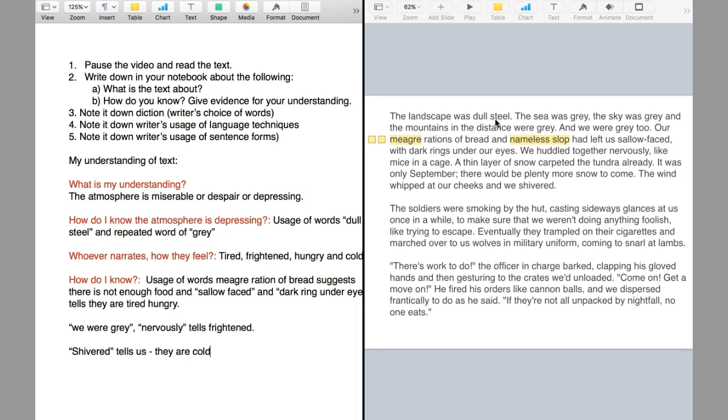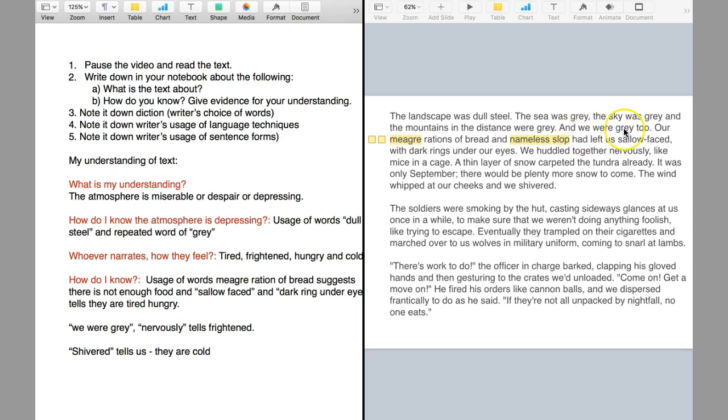This emotion or this feeling is reinforced when the author used the sea was grey, the sky was grey, the mountains in the distance were grey, and we were grey too. Grey is generally associated with miserable, depression, sorrow, those kind of things. So again he used a negative word to convey the feeling. He set the scene with some kind of dull, miserable, depressed setting.